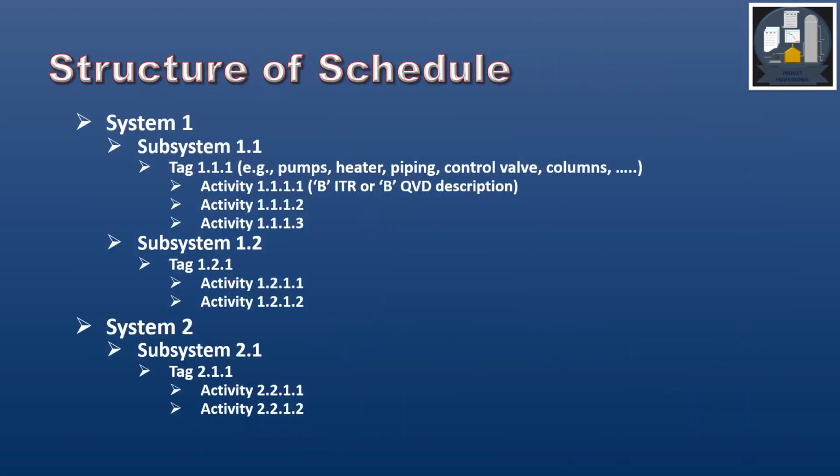The structure of schedule. The schedule of pre-commissioning is further divided into systems like system 1, system 2, system 3, etc., which are further divided into subsystems. Then subsystems are divided into tags, and tags are further divided into activities, which are basically the check sheets which are to be performed, that is BITR or BQVD, and those activities.